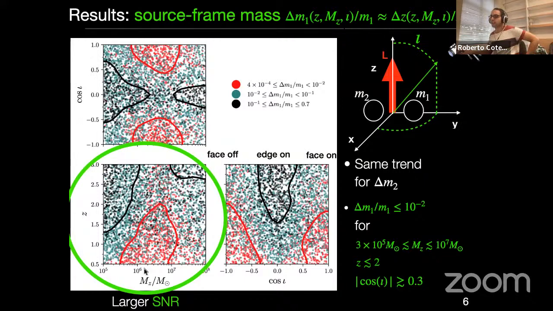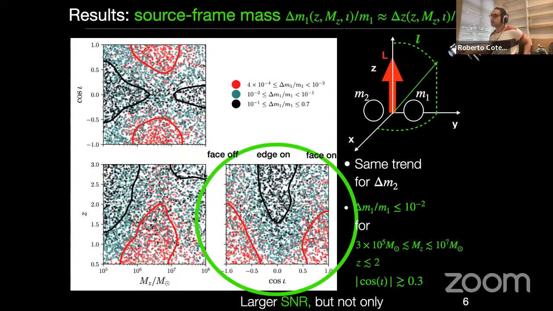The smallest uncertainty, smaller than 10 to the minus 2, is in the Mz-z plane, in the region where you have the largest SNR. But I want to highlight the other dependence, the dependence on the inclination angle. In fact, you see that you best measure the systems that are either face on, with cosine iota equal to 1, or face off, with cosine iota equal to minus 1.